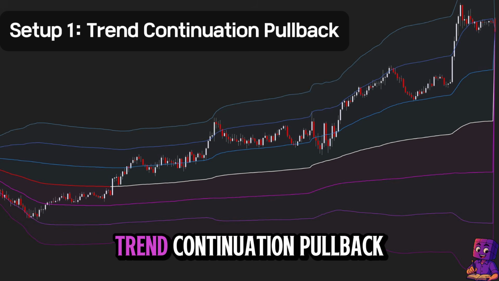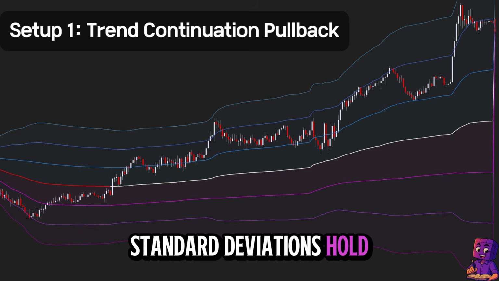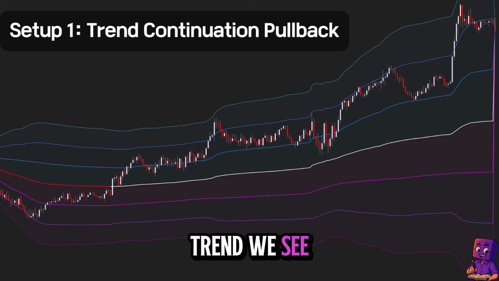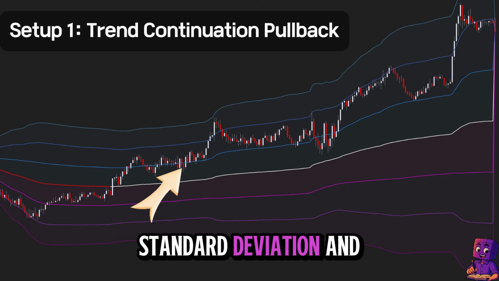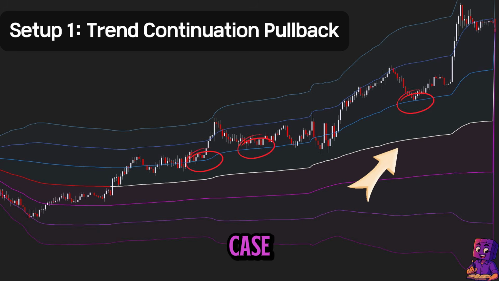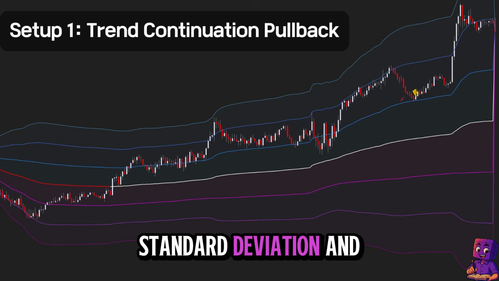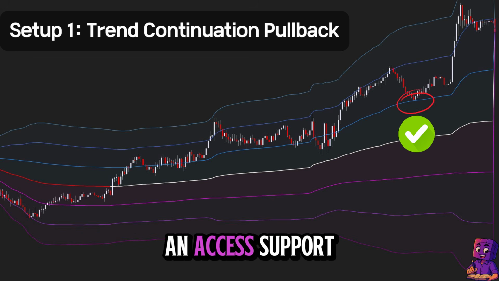Setup 1. Trend continuation pullback. That means the VWAP +1 or -1 standard deviations hold. In a bull trend, we see price above VWAP. Then price breaks the +1 standard deviation and holds it on the retest. VWAP angle is up. In this case, we look for a retest of the +1 standard deviation and a continuation of the up move. Sometimes the pullback is deeper, down to VWAP, but the best scenario is when the +1 standard deviation holds and acts as support.